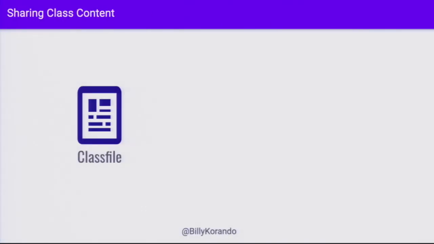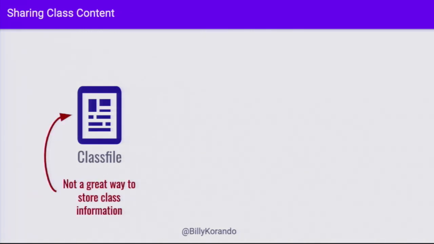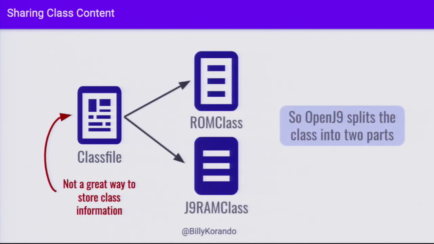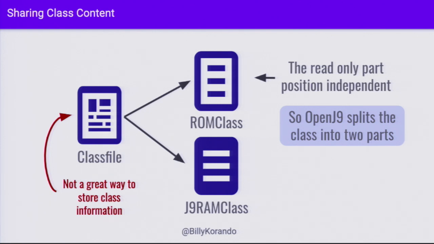So, sharing class content. By default, this is what a class file looks like. It isn't a great way to share information because it's sharing both stateful and stateless information. In OpenJ9, we can split that apart into the ROM class and the J9 RAM class. The ROM class is the read only part, and it's independent. It's going to have class names, field names, and stuff like that. That's going to be the same for every single instance of it. The RAM class is where we're going to be keeping the stateful information.